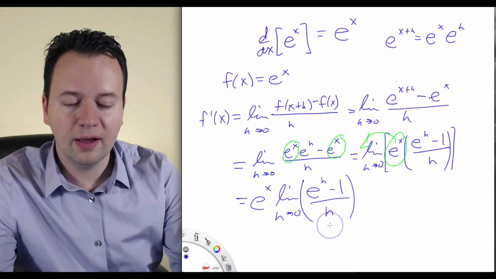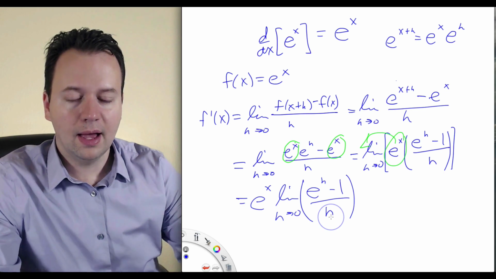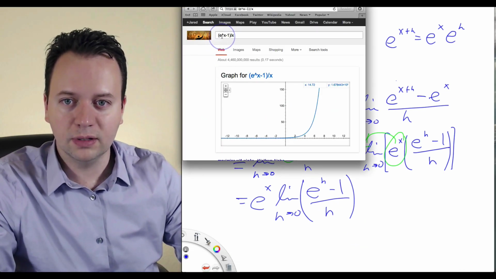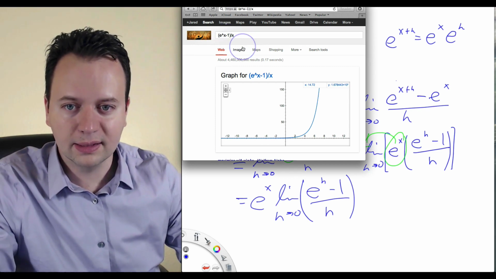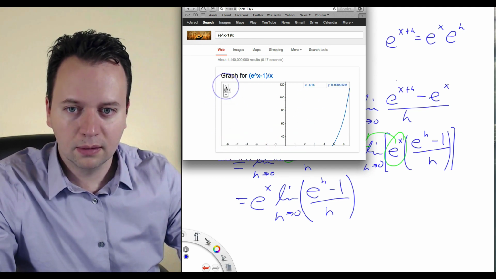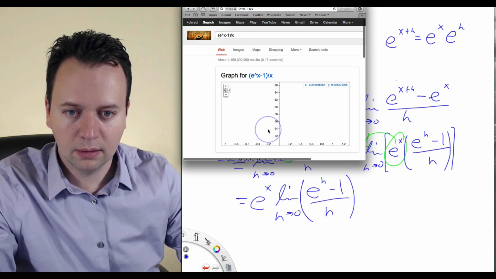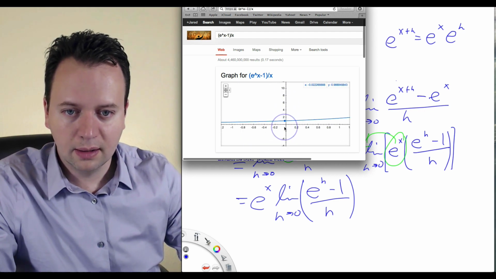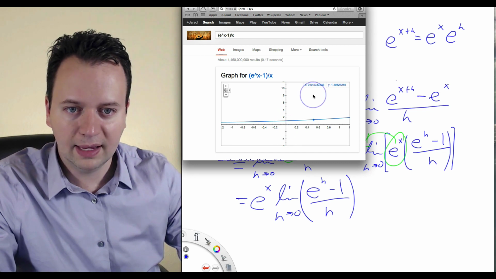So we just have to find the behavior of this function as h goes to 0. Now I have a plot of that function. In fact, I just Googled e to the x minus 1 over x. I used x instead of h. And then here's the graph of the function. And we can zoom in a bit more and scroll down. Let's see what this looks like. So we can see it, and it's actually undefined at exactly 0.